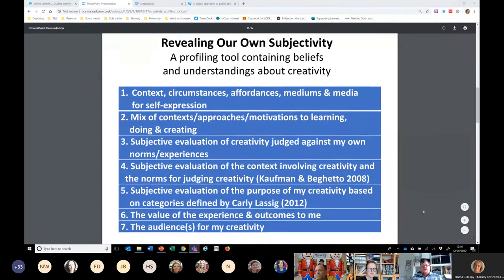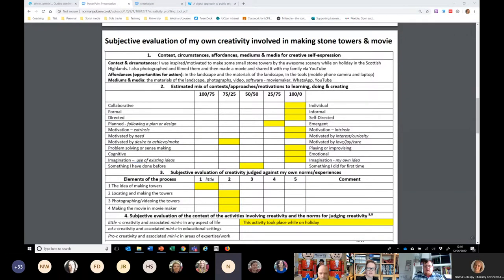Okay, so I've broken the tool into two parts for this presentation, and I'm only going to talk about this first part of my experience around this tool, which was this wonderful experience of building towers in Northwest Scotland. So the first part, then, the context and circumstances. Here I was on holiday, lots of time. That was an unusual context in unusual places, inspired by the scenery and the light, wanting to do something in these particular scenery contexts. The affordances are all around, in the landscape, in the materials, in the tools, in the mobile phone that I had my camera on, and in the software that I use.